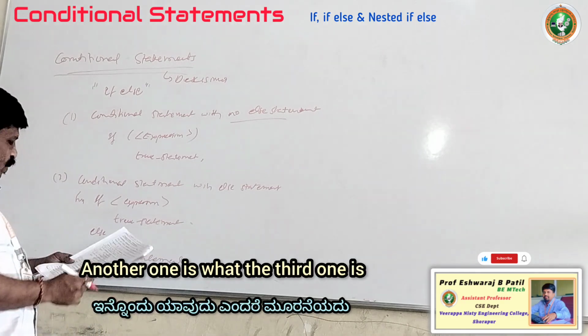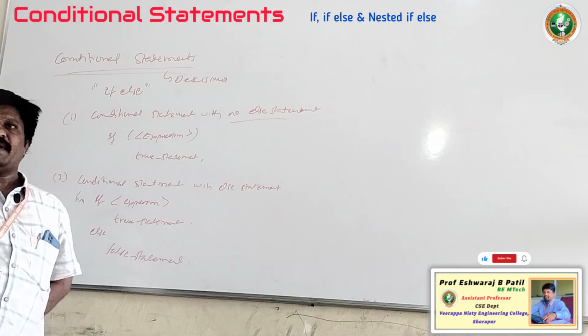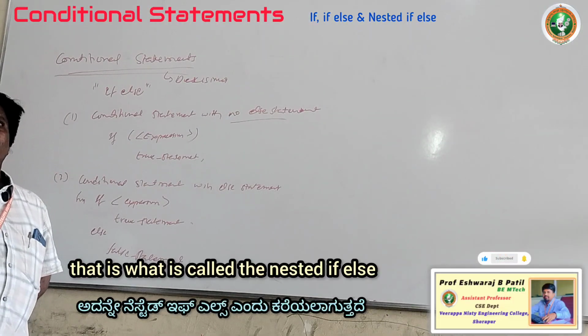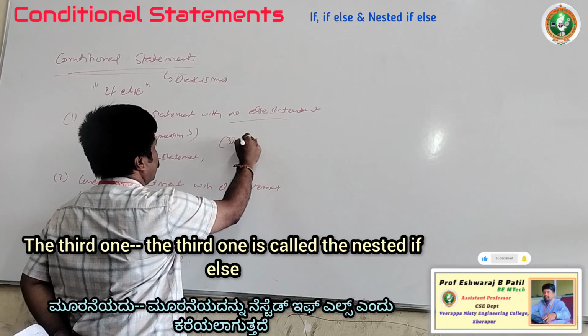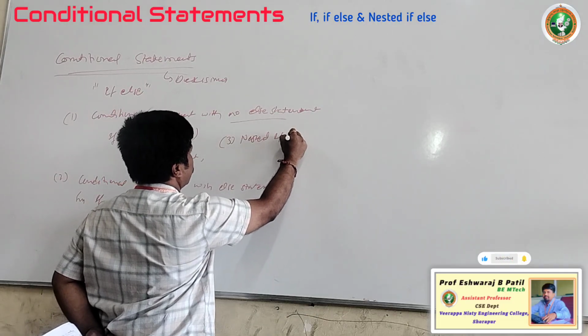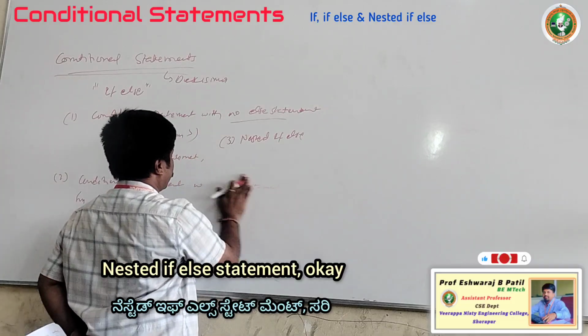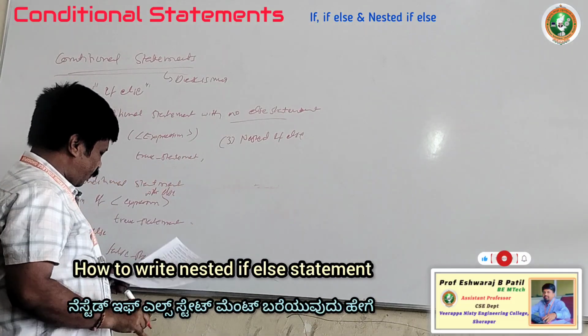The third one is the conditional statement with if else, where another if else is written inside the if else. That is called the nested if else. The third one is called the nested if else statement. How to write the nested if else statement?